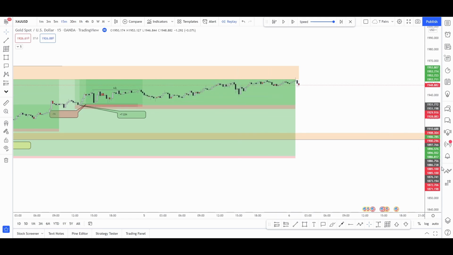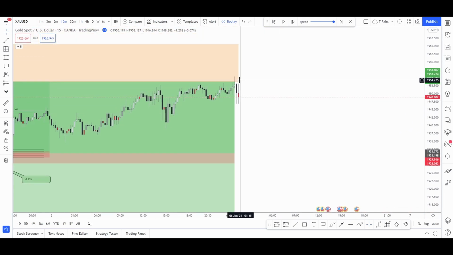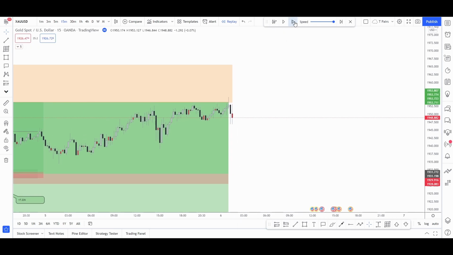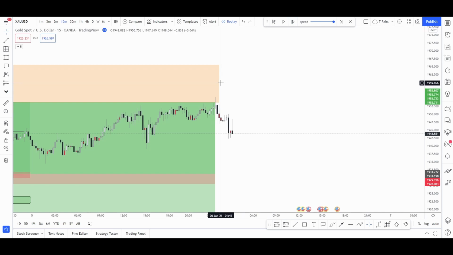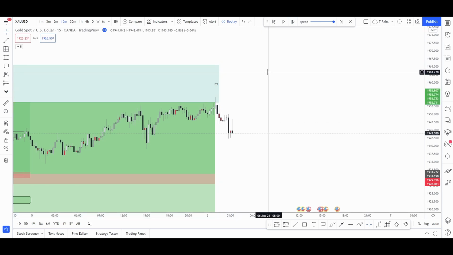So 15 minutes. We're not in a trade just yet. Maybe I should have set an order. I wouldn't have been tagged anyway. Right, anyway, let's go. Let's switch this to supply. It would just make it blue. Right, cool.